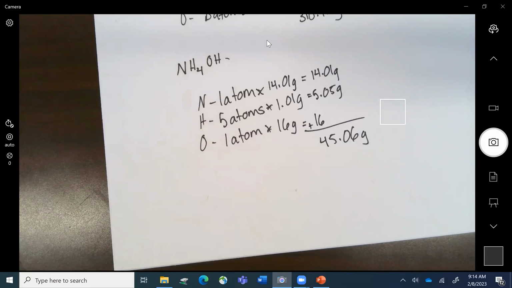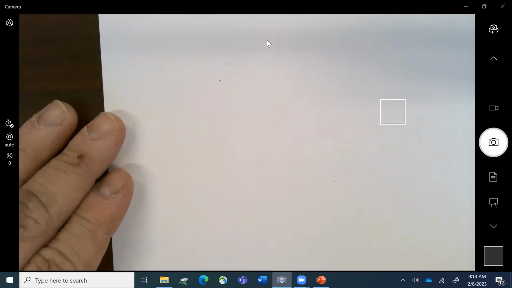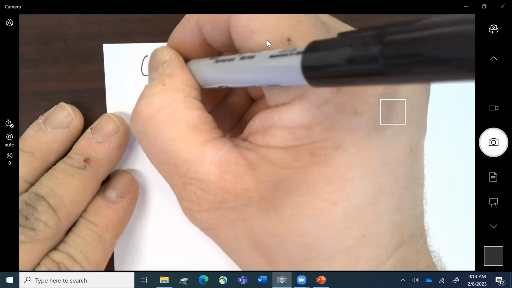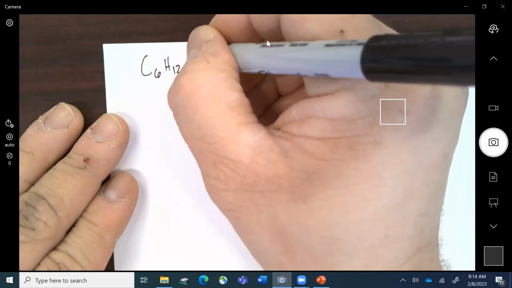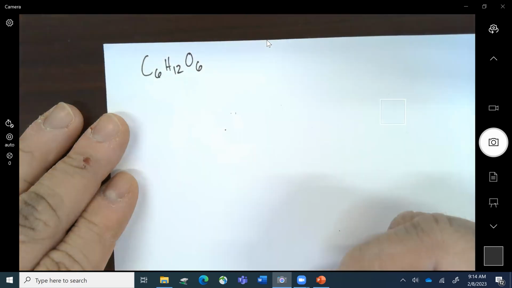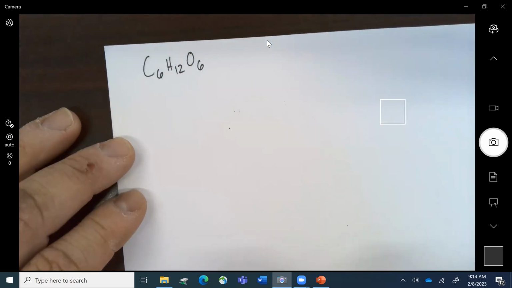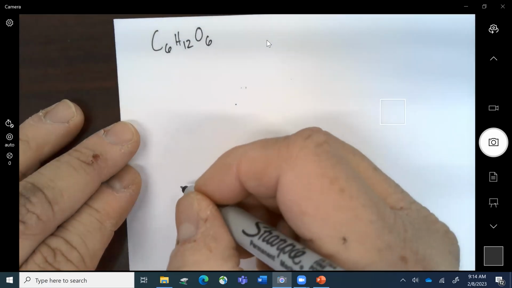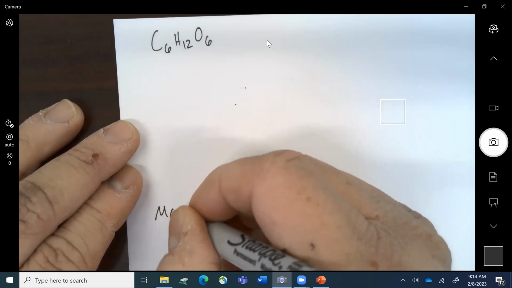All right, I want you guys to do a couple more for me on your own. I'll write them out on paper here. I just realized I kind of hosed myself with this. I want to do C6H12O6, and we'll say one more down here of Mg.